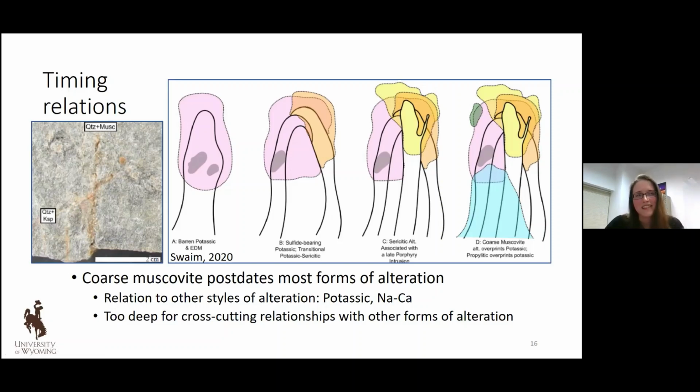When it comes to the timing relationships with sodic calcic, it gets a little bit more complicated. There are a handful of districts in which it really seems like the coarse muscovite predates the sodic calcic alteration, but in other systems it's really hard to tell, and there almost seem to be reverse timing relations. So this is one of the areas where I would really appreciate if other folks want to go map some deep root zones of porphyry systems to add more data to this understanding. But in general, with timing relations to mineralization within a given porphyry system, the coarse muscovite is likely late and likely postdates mineralization.